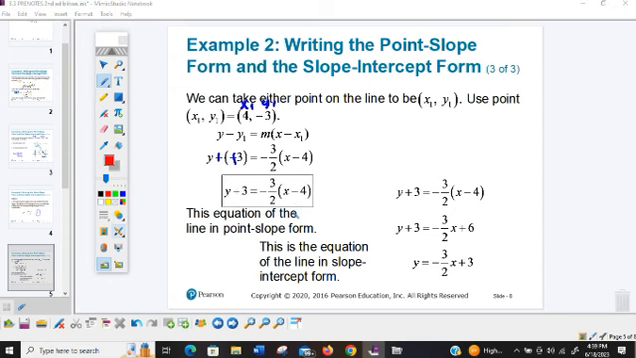Now to go from this to slope intercept, we are going to distribute here. So let's go over here. Negative 3/2 times x is negative 3/2 x. Negative 3/2 times negative 4 is a positive 6. I have one thing left to do to get my y by itself. If they added 3, I'm going to subtract 3 from both sides. And in slope intercept form, I would get y equals negative 3/2 x plus 3. So this one is point slope, and this one would be slope intercept.